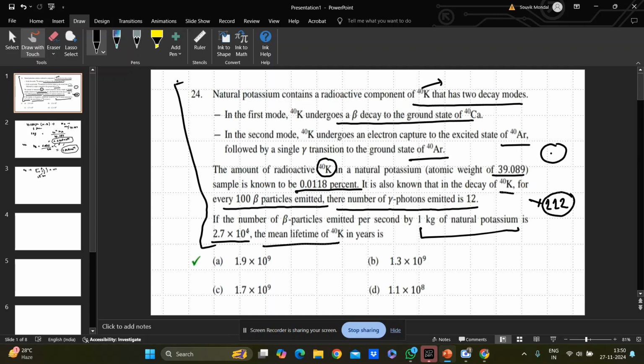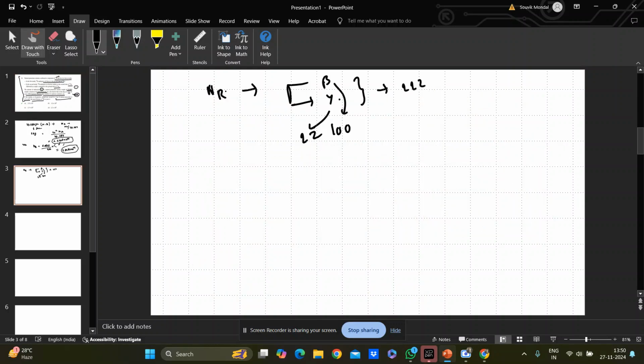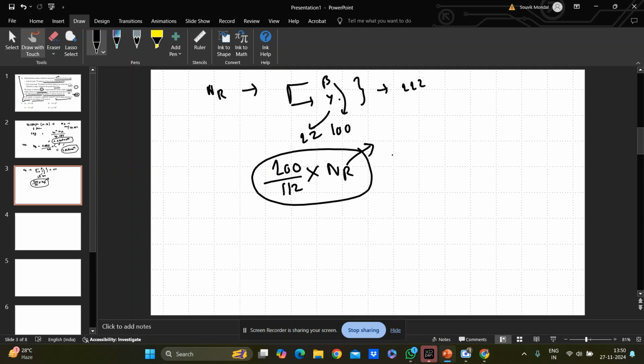And your final thing is given: the number of beta particles emitted. So among this NR, 100 by 112 will be the number of beta particles it will emit. I mean, the fraction of NR which will emit beta particles is this, because out of 112, 100 particles will be beta particles. Okay, so this is the fraction of parent nuclei which will decay into beta particles.